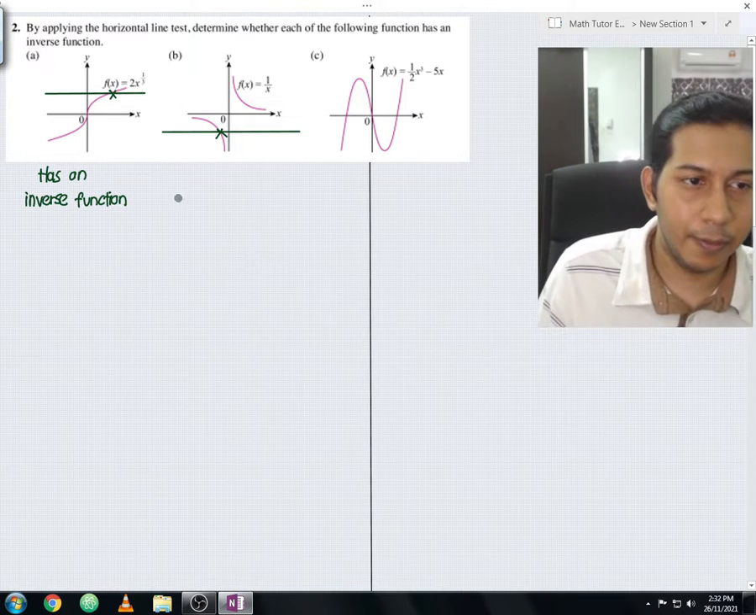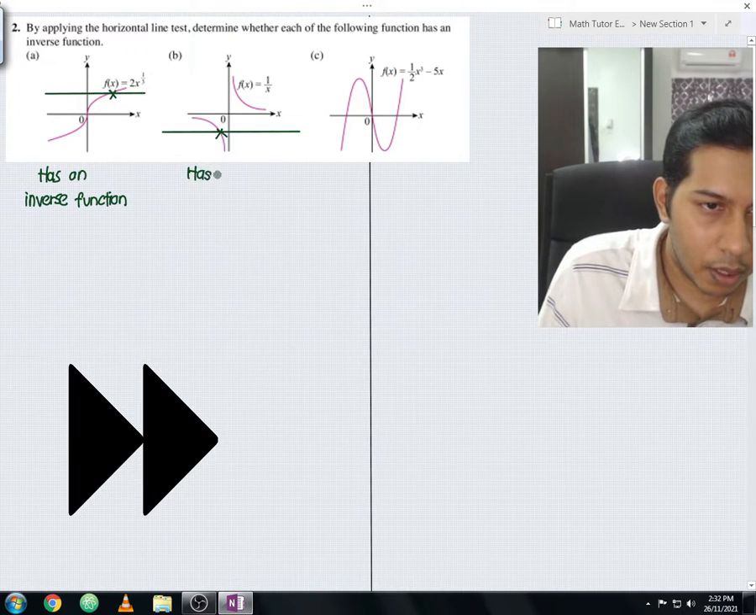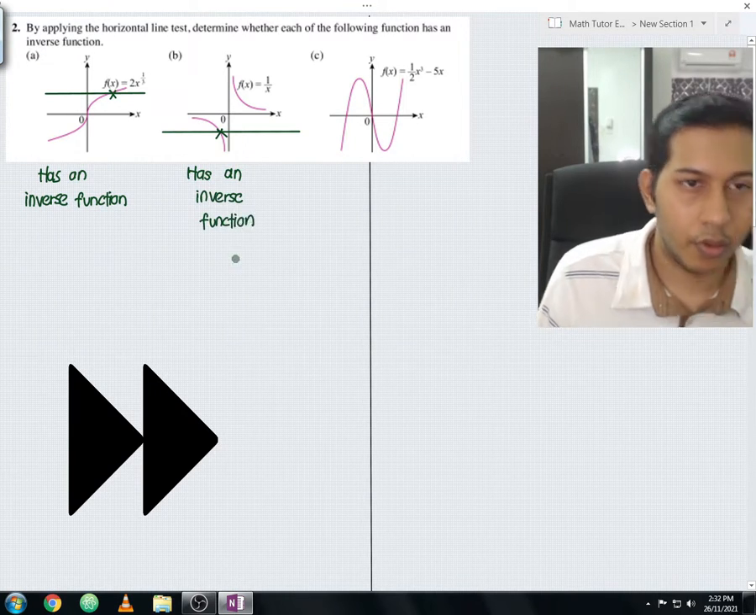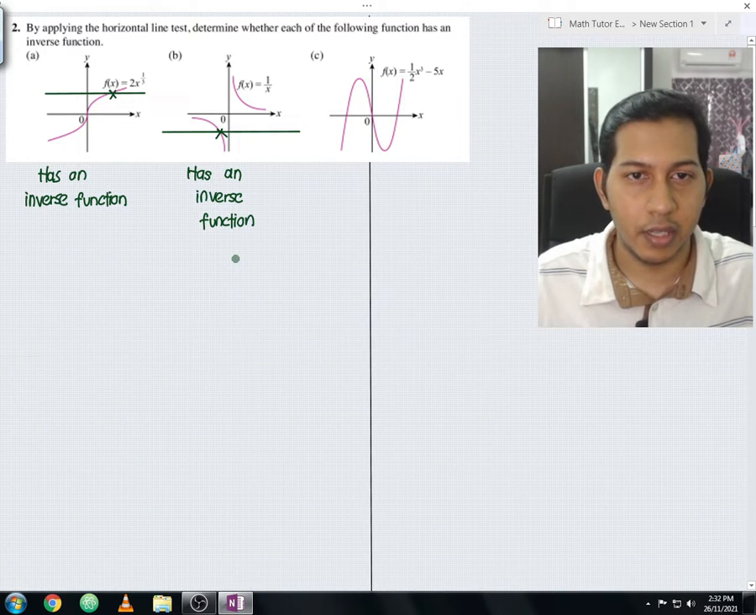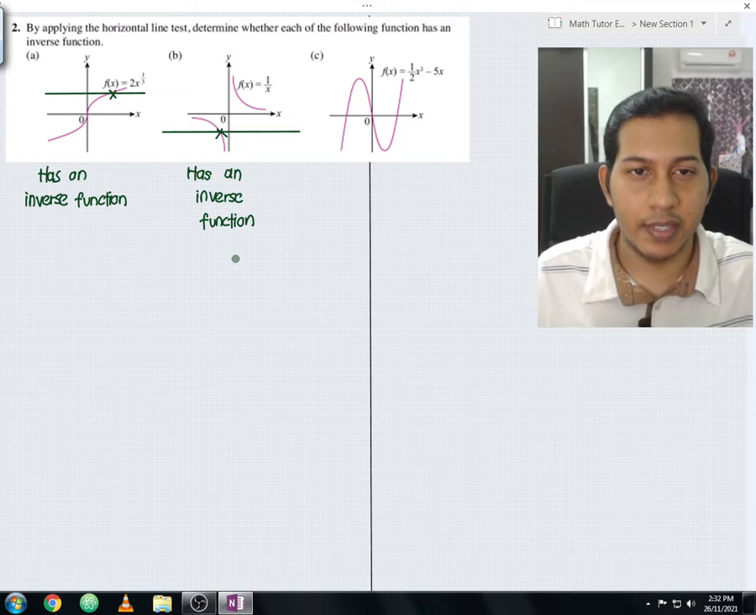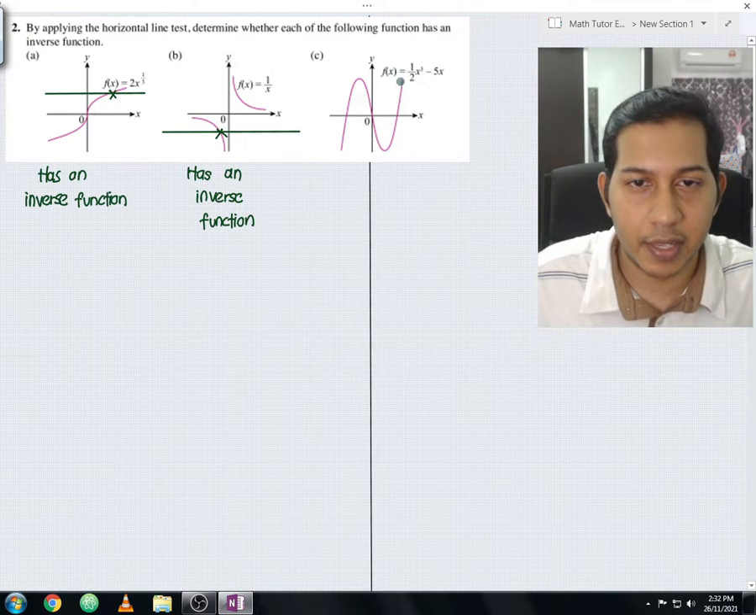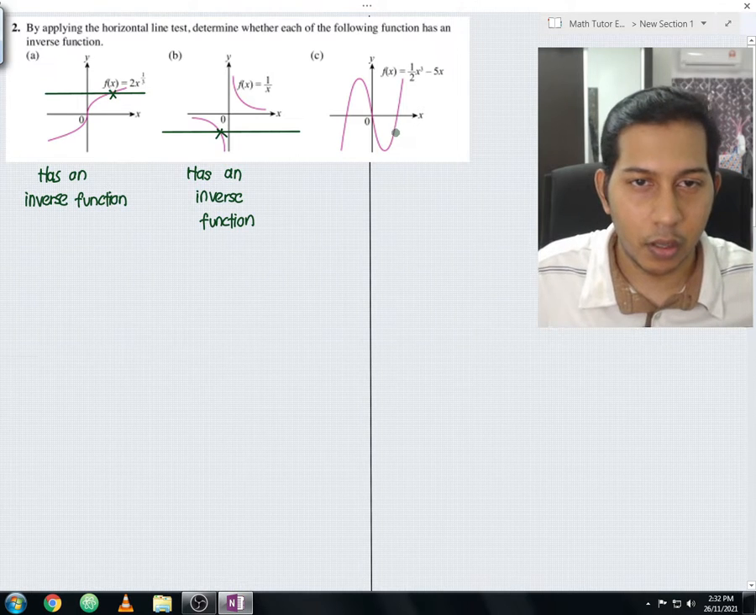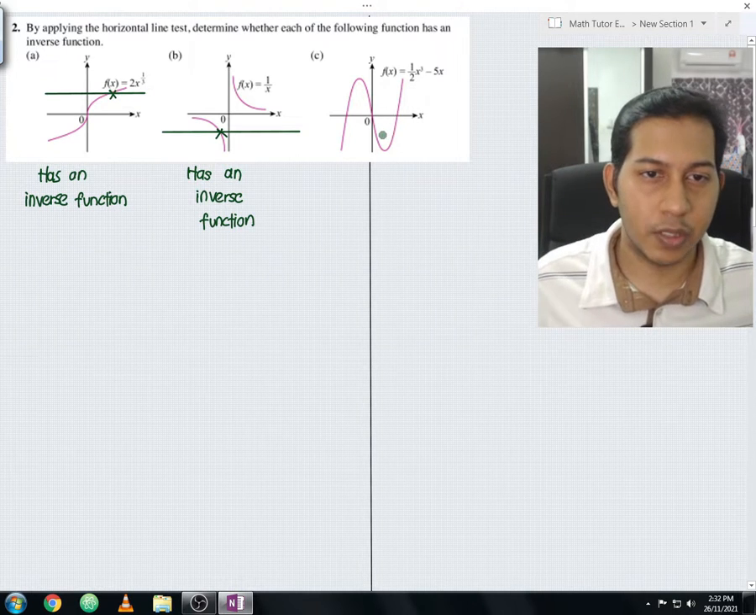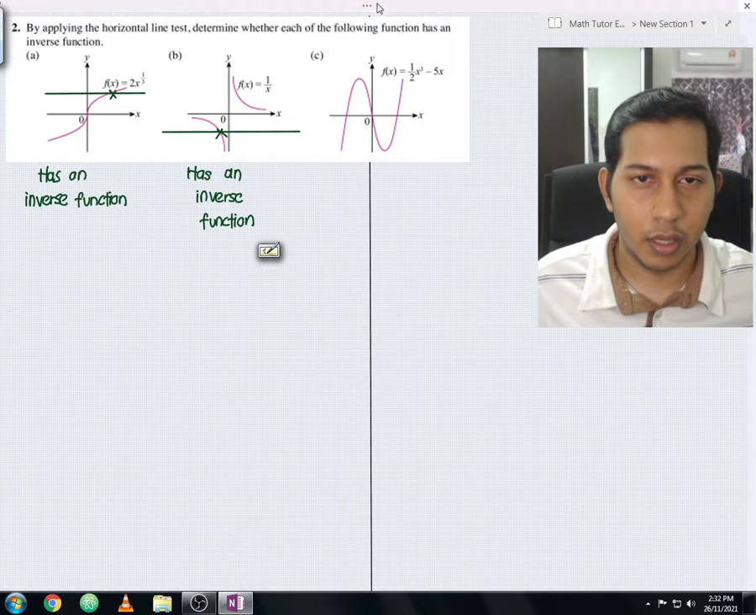So let me write it down. Has an inverse function. Okay, so let us move on to the last part, which is question part C. As you can see here, the function f(x) equals half x cubed minus 5x. Let us perform the horizontal line test. In this case we perform it at the top.